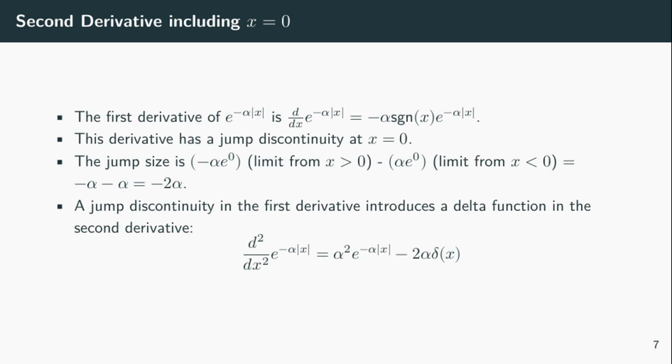We need to consider the derivative everywhere, including at x equals 0. The first derivative shown here involves the sign function and has a sharp jump discontinuity right at x equals 0.